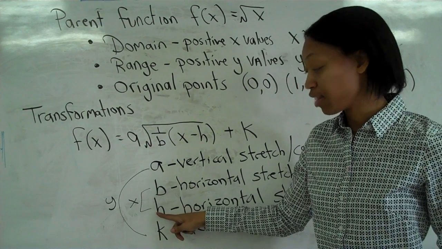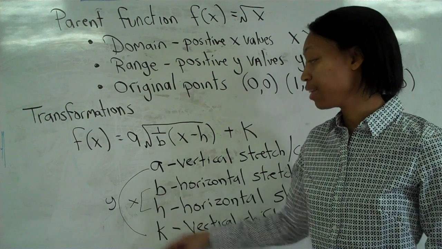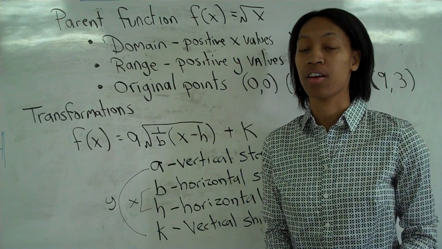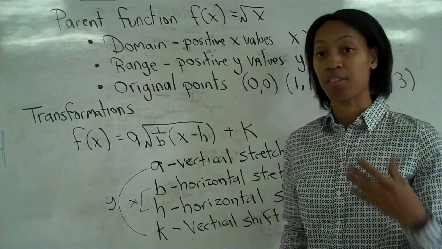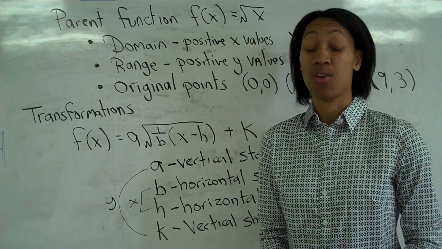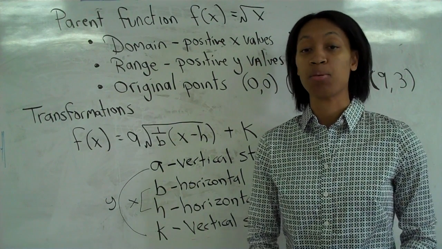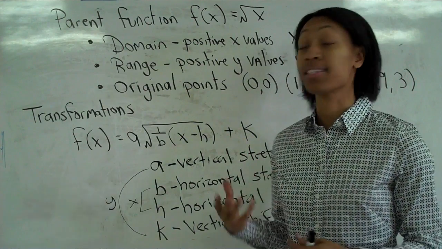The b and the h have to do with the x values, and the a and the k have to do with the y values. We're talking about vertical. Okay, so let's look at an example. I have 3 examples for us of this type of problem.